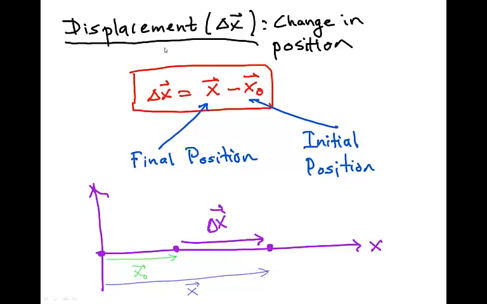Then the displacement: we represent the displacement by delta x. Displacement is the change in position, or we can represent delta x in terms of x minus x naught. x is the final position, x naught is the initial position. So in this diagram you can see the initial position vector, the final position vector, and the displacement vector.